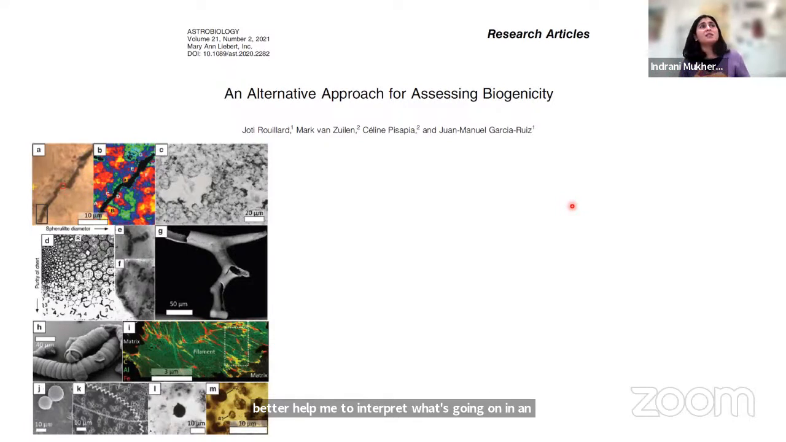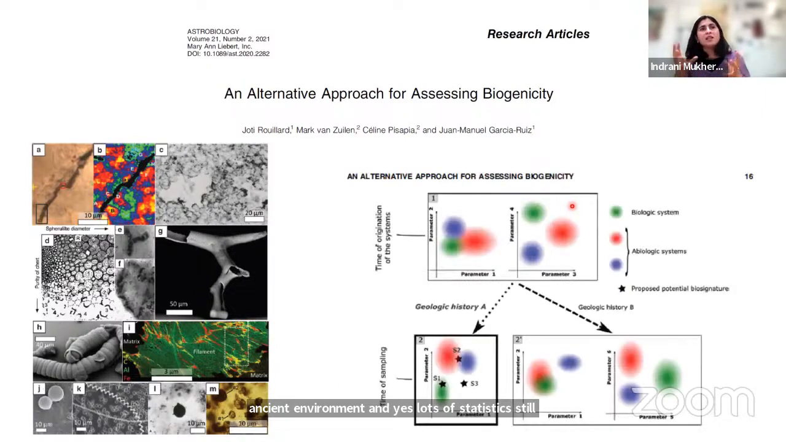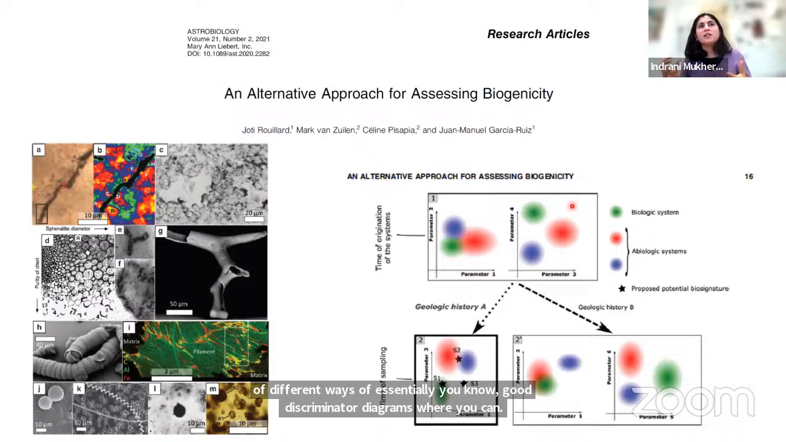And yes, lots of statistics. I'm still trying to get my head around it, but there are lots of different ways of making good discriminator diagrams where you can basically tease out populations, which tells you what's a biological influence and what's not. And this is going to be very useful.